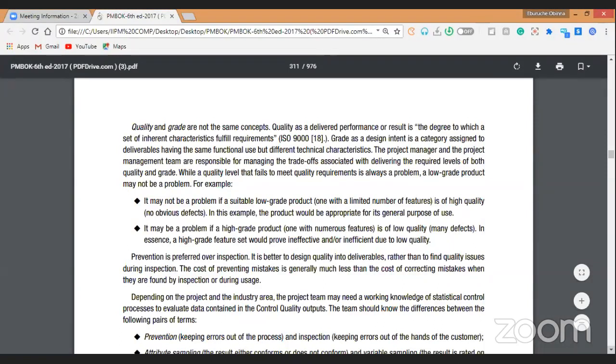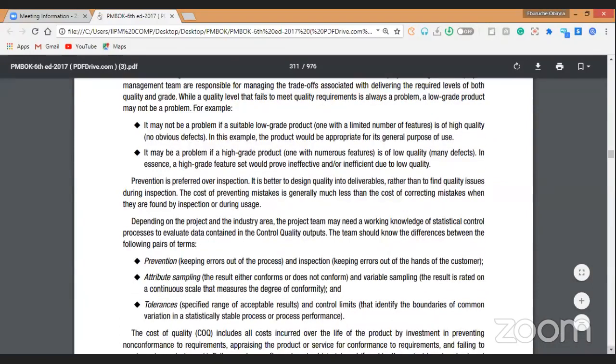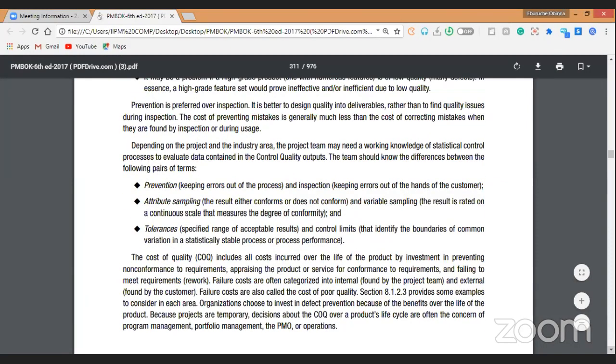Depending on the project and the industry area, the project quality team may need a working knowledge of statistical control processes to evaluate data contained in quality control outputs. The team should know the differences between the following pairs of terms: prevention and inspection. In prevention, keeping errors out of the process, and inspection, keeping errors out of the hands of the customer. Attribute sampling, the result either conforms or does not conform. And variable sampling, the result is rated on a continuous scale that measures the degree of conformity.